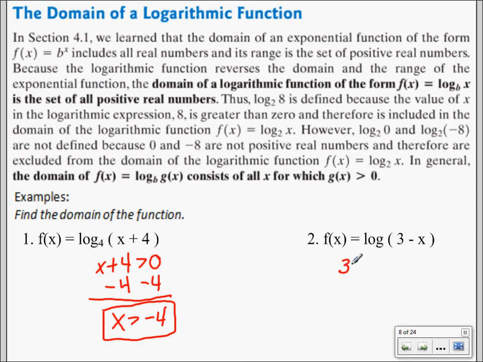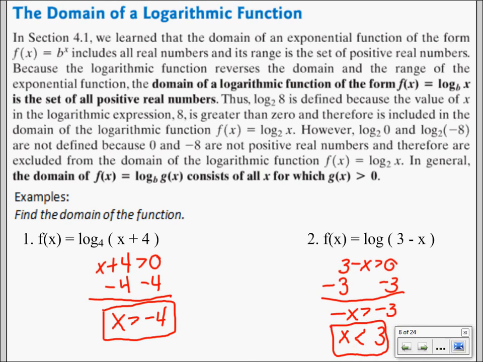Looking at number 2, we have 3 minus x, so we can say that it is greater than 0. Now solving for x, subtract 3 on both sides. When you do that, you have -x is greater than -3. Now, we need to change the sign of x for it to be a positive x, and when you do that, you're also going to get a positive 3. Now, you're going to change the sign of the inequality. So x is less than 3 is the domain of that function.